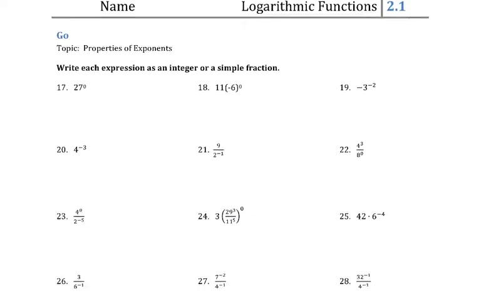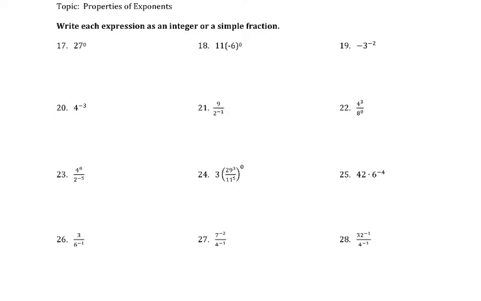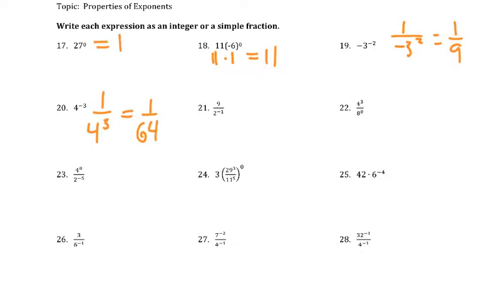Alright, let's take a look at the last ones. Now this is just reminding ourselves of some properties of exponents. So remember, anything to the 0 is 1. So negative 6 to the 0 is 1 times 11 would give us 11. Negative 3 to the negative 2 would be 1 over negative 3 squared, which would be 1 over 9. 4 to the negative 3 would be 1 over 4 cubed, which is 1 over 64. That 2 to the negative 1 would bring it up, and you'd have 9 times 2 to the first, which would be 18. 8 to the 0 would be 1. 4 cubed is 64. 64 over 1 is 64.